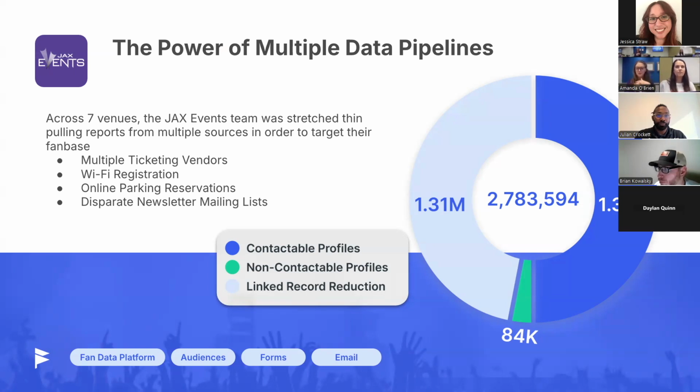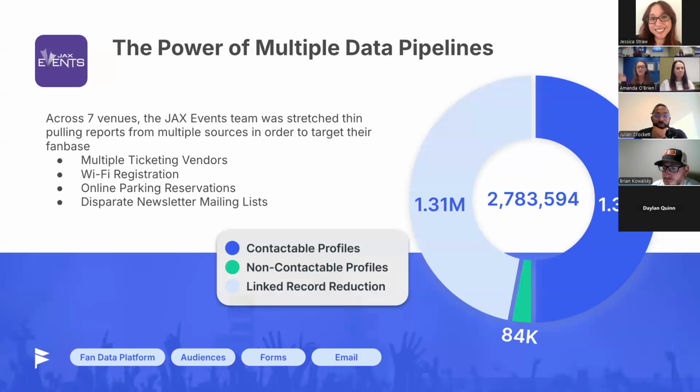So they've got multiple ticketing systems coming in for each of these venues. They capture attendees through Wi-Fi registration forms. Several of the venues have advanced parking reservations, so they're capturing data that way. And a bunch of disparate mailing lists that they use for their newsletters. And we'll talk about the newsletter a little bit because that's kind of the big win of this example.